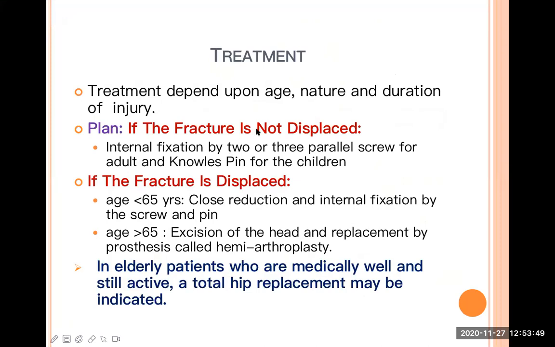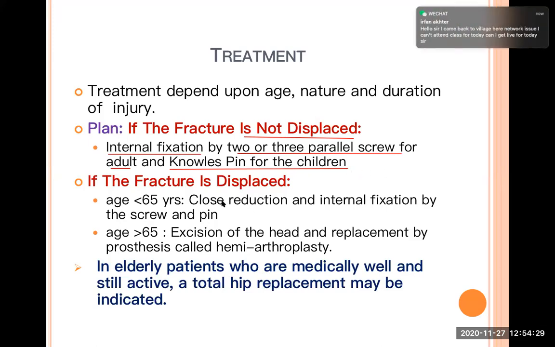Now, treatment depends upon age, which we have just discussed, nature and duration of the injury. The plan is, if the fracture is not displaced, let me underline this, internal fixation by 2 or 3 parallel screws for adults and Knowles pins for the children. So internal fixation is commonly applicable here. So this is commonly done.